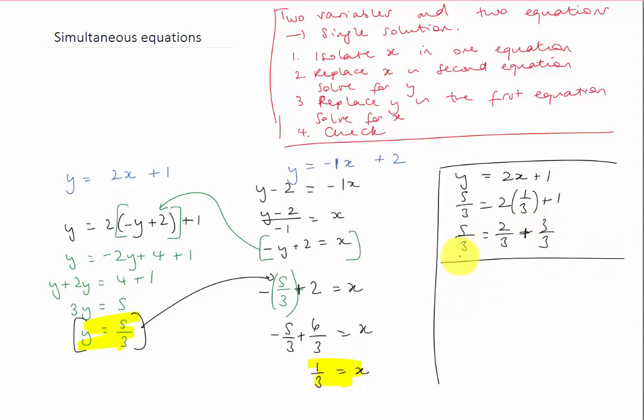That's the first equation. And then for this one on the right, y is equal to minus 1x plus 2. So that gives us 5 thirds equals minus 1 times 1 third plus 2. So 5 thirds is equal to minus 1 third plus 6 thirds, which again adds up. Alright, so those are the rules for dealing with simultaneous equations and a worked example.